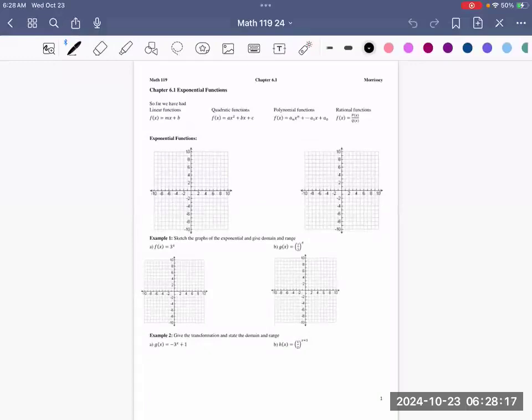Welcome to Math 119, Chapter 6.1, where we talk about exponential functions. So let's take a look at what we have covered so far.